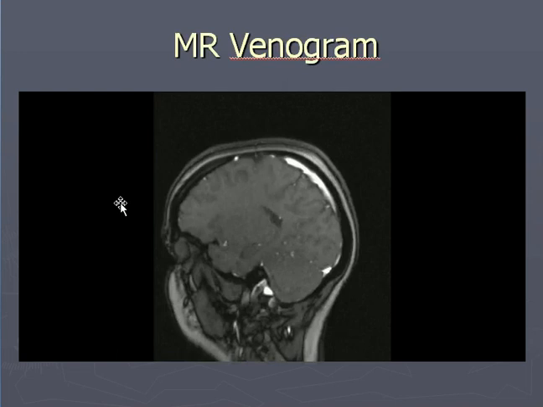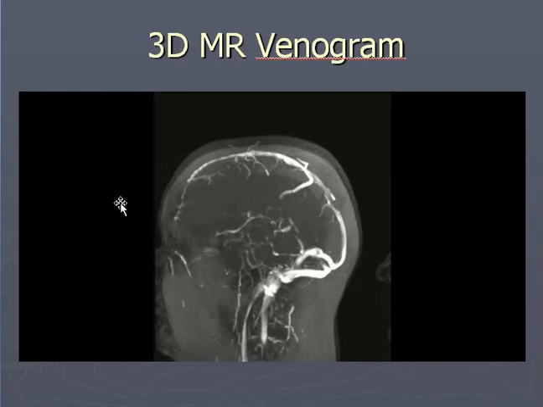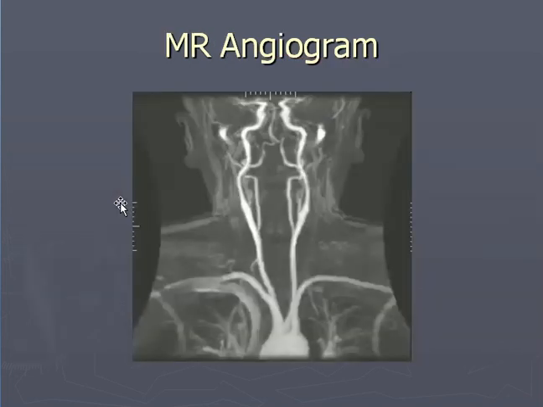MR venogram, the venous system of the brain is outlined. 3D MR venogram, you can see all the venous drainage of the scalp and the brain. MR angiogram, you can see the vertebral arteries, the carotid arteries, the internal and external carotid arteries, the circle of Willis.